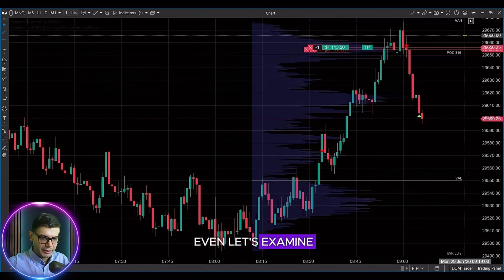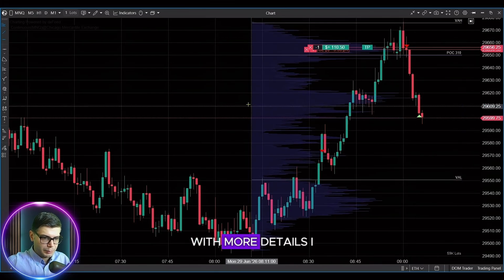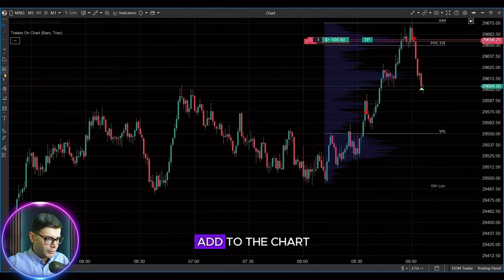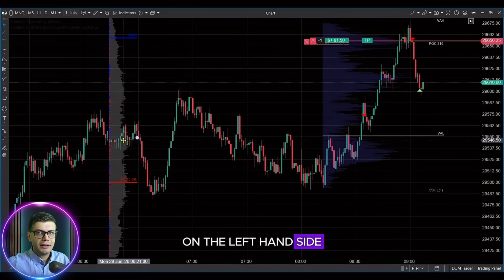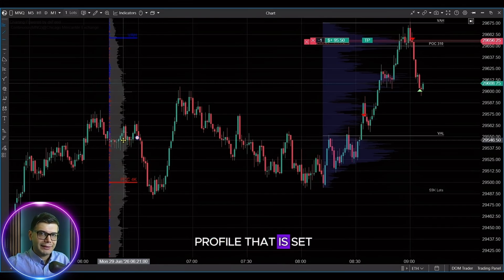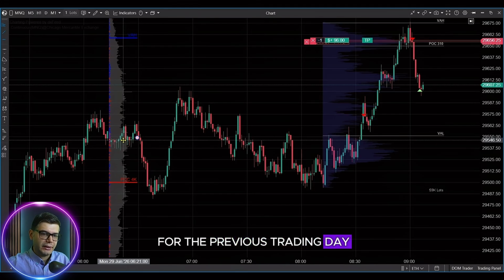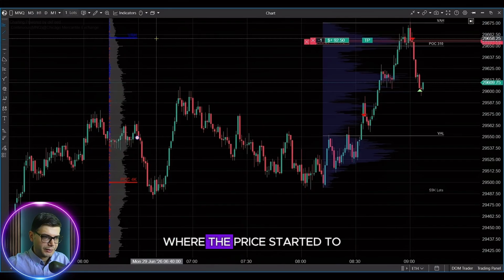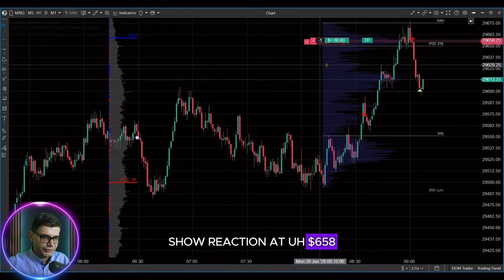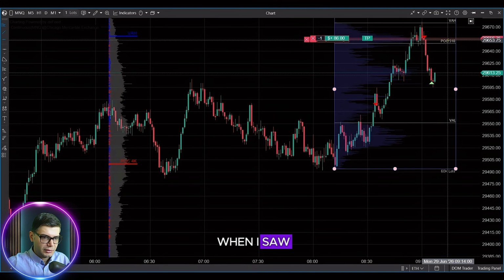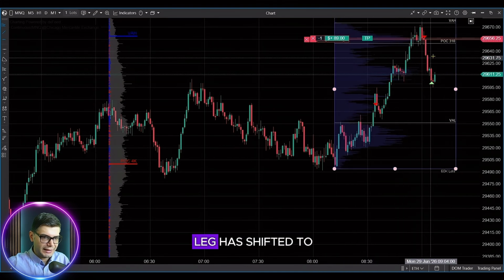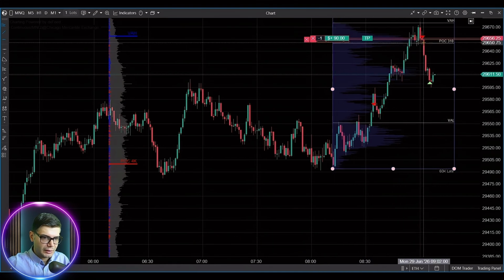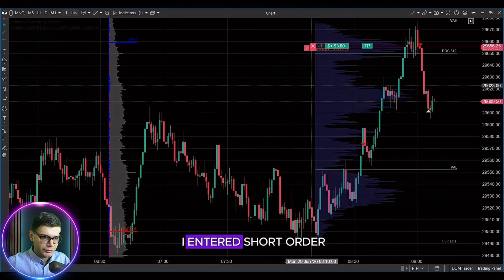Let's examine this trade with more details. I have more information to add to the chart. On the left hand side, I have a volume profile that is set for the previous trading day. The value area high is exactly where the price started to show reaction at $658. At the same time, when I saw the POC of this leg has shifted to the same price, on the third candle, I entered short order.